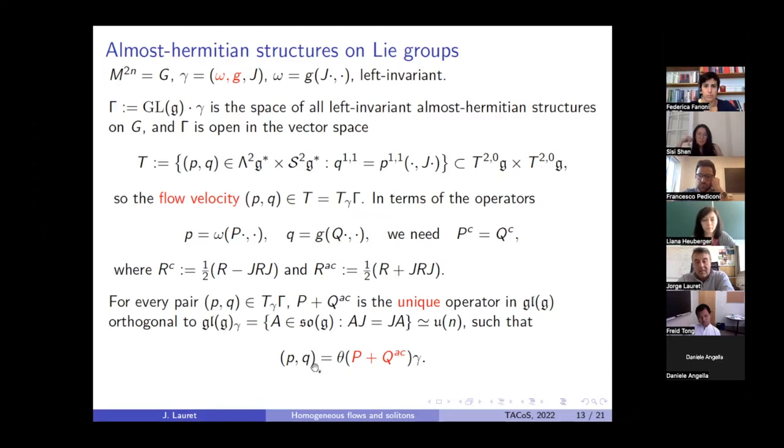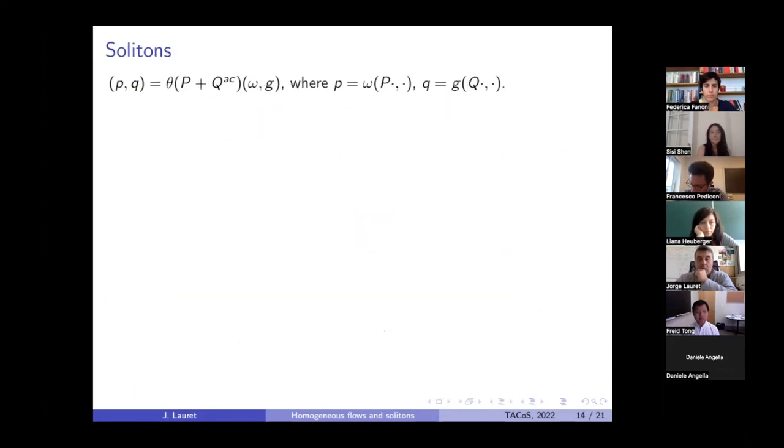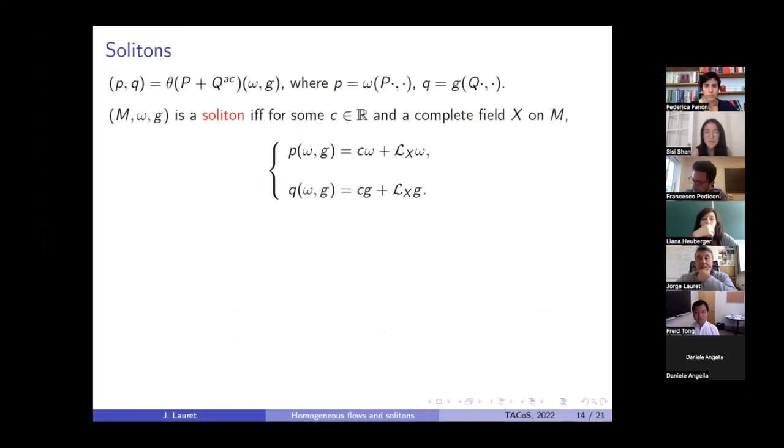Because at each gamma, the velocity of the flow can be written in a unique way as an operator acting on gamma. Okay. This can be done in general, for any gamma. But in this case, the uniqueness comes from the fact that this is orthogonal to the operator fixing gamma, which in this case is u(n). Okay, so the solitons, then, you can write the soliton in this way. For a flow defined by P, Q with these operators, a homogeneous almost Hermitian structure will be a soliton.